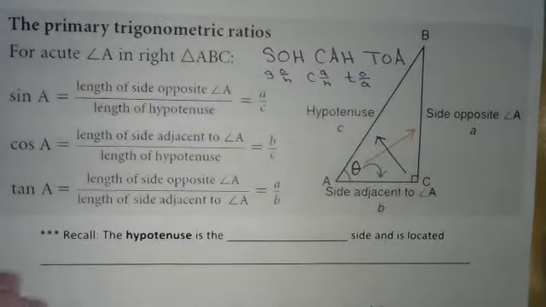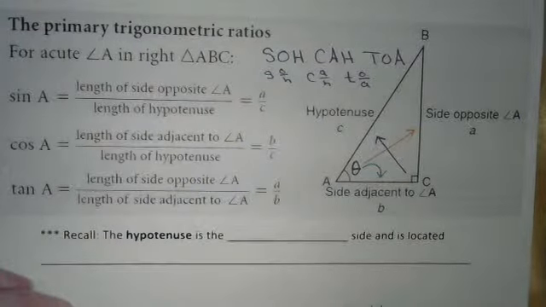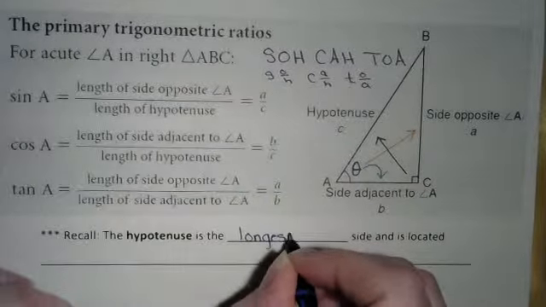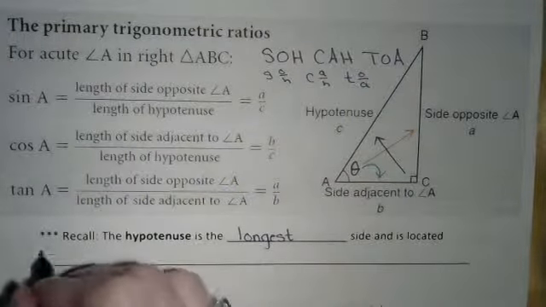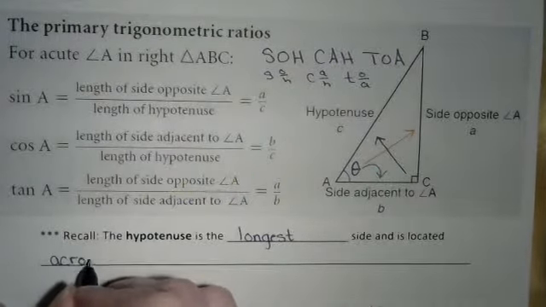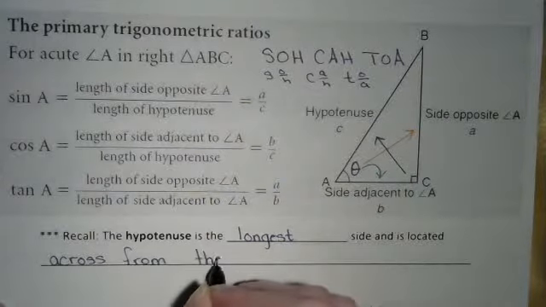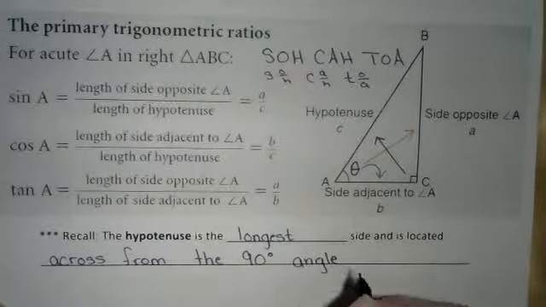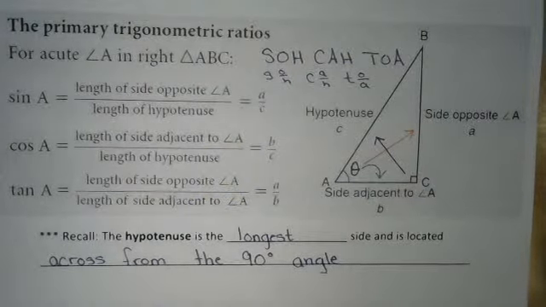So recall, let's revisit all this. The hypotenuse is the longest side, and it is always located across from the 90-degree angle. Okay? So it's always located across from the 90-degree angle.